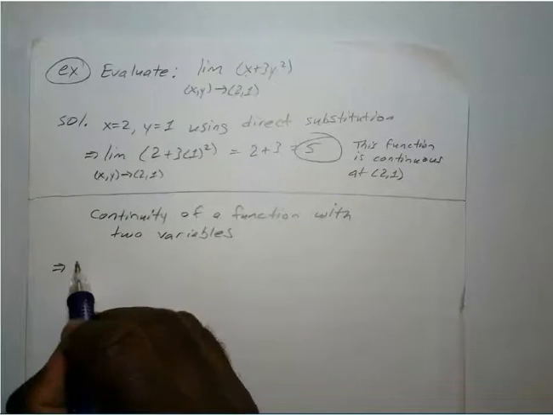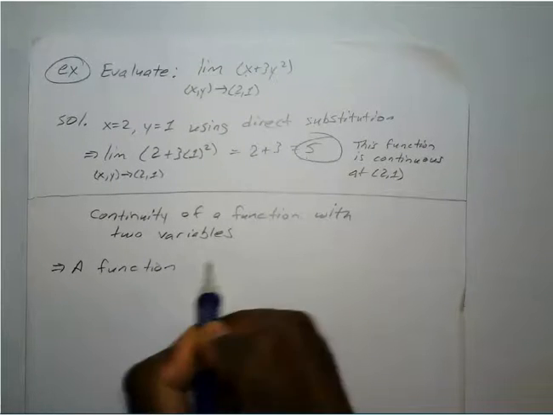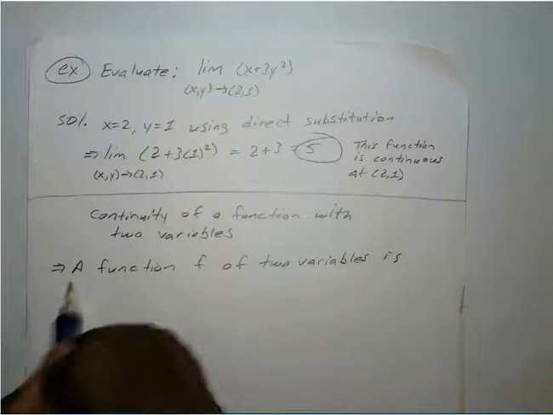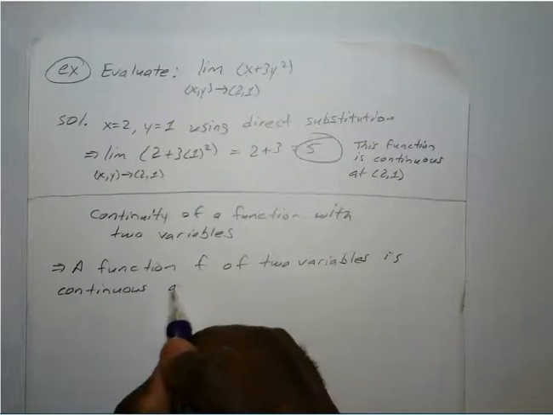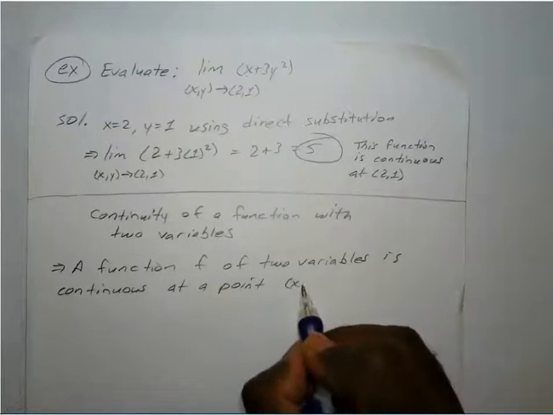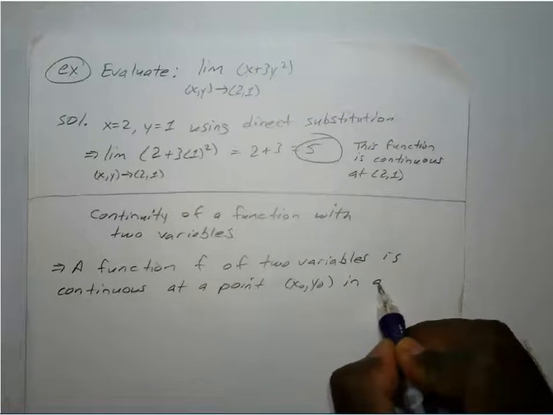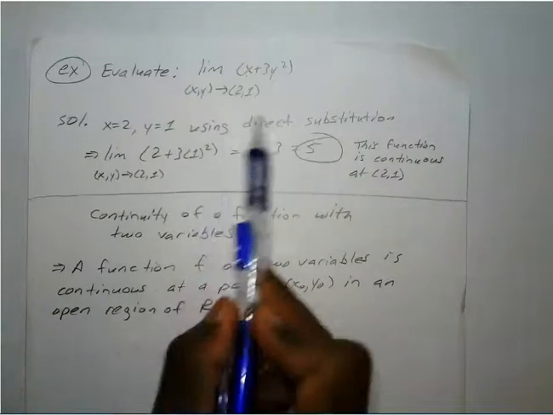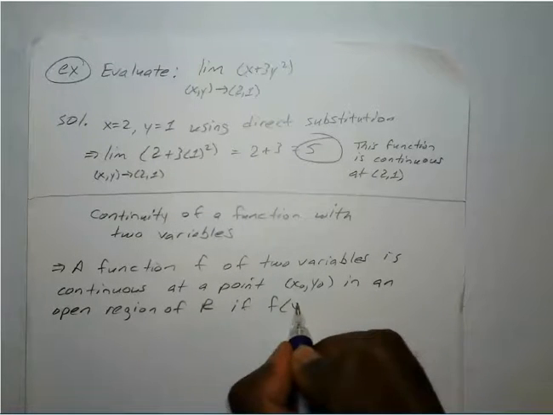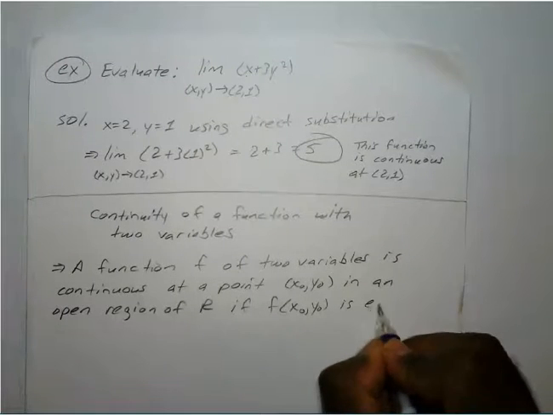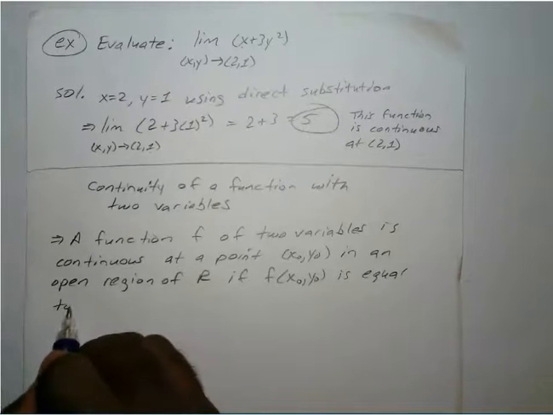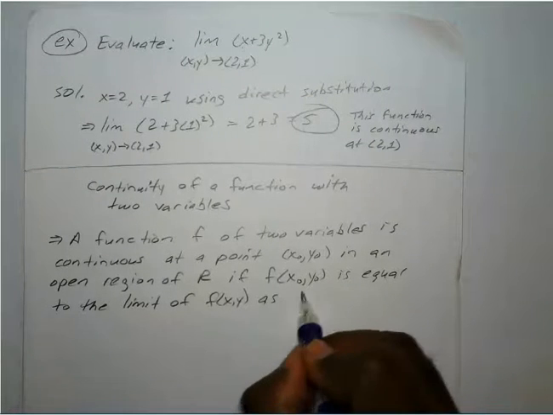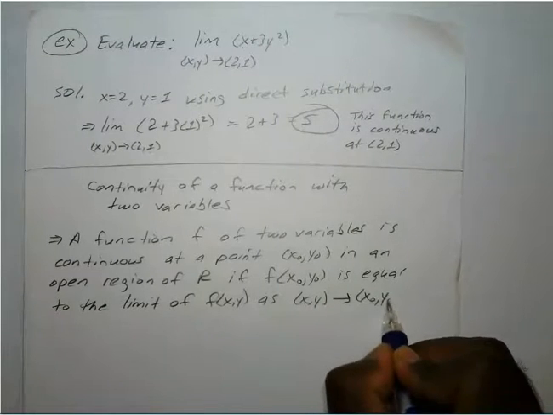Okay, so what that says is a function f of two variables is continuous at a point x0, y0 in an open region of R, so pretty much anywhere around it, that open region, if f of x0, y0 is equal to the limit of f of xy as xy approaches your x0, y0.